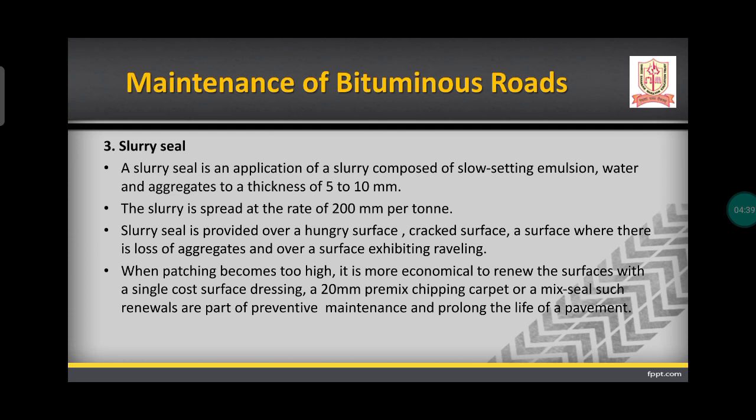Then the slurry seal. The slurry seal is an application of a slurry composed of slow setting emulsion, water and aggregate to a thickness of 5 to 10 mm. The slurry seal has emulsion material, water and aggregate. We have to mix it out. After mixing, the thickness is 5 to 10 mm. The slurry is spread at the rate of 20 kg per square meter. Slurry seal is provided over a hungry surface. If there is any crack in the surface, you can place a slurry seal. Also over a surface where there is loss of aggregate or a surface exhibiting ravelling.